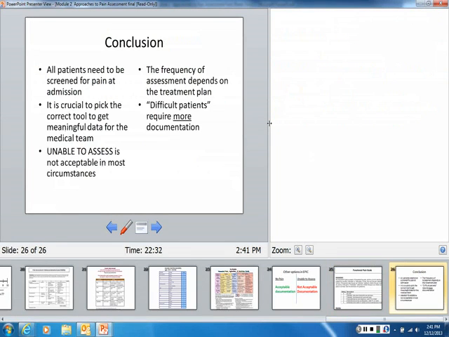Okay, so the conclusion statements that I want to make on pain assessment. Certainly all patients need to be screened for pain at admission. It is crucial to pick the correct tool to get meaningful data for the medical team. Unable to assess is really not acceptable in most circumstances. And the frequency of assessment really depends on the treatment plan. And certainly, as we know, difficult patients require more documentation.